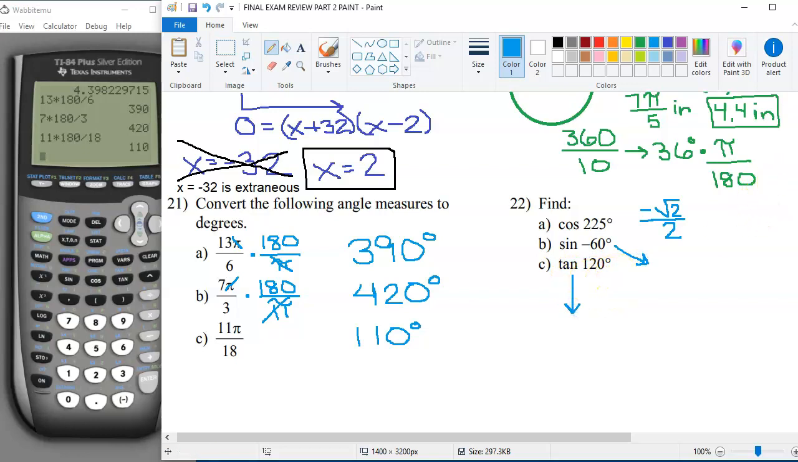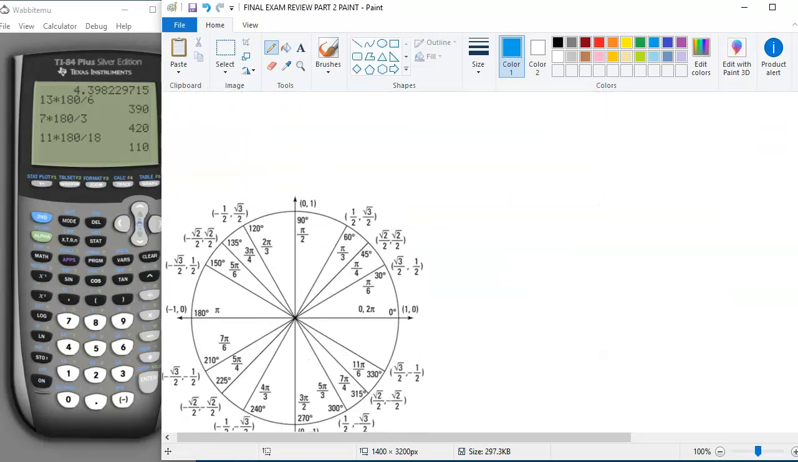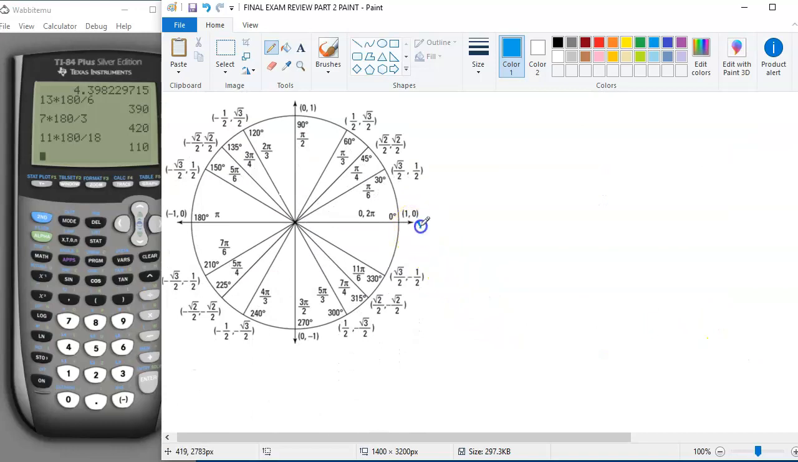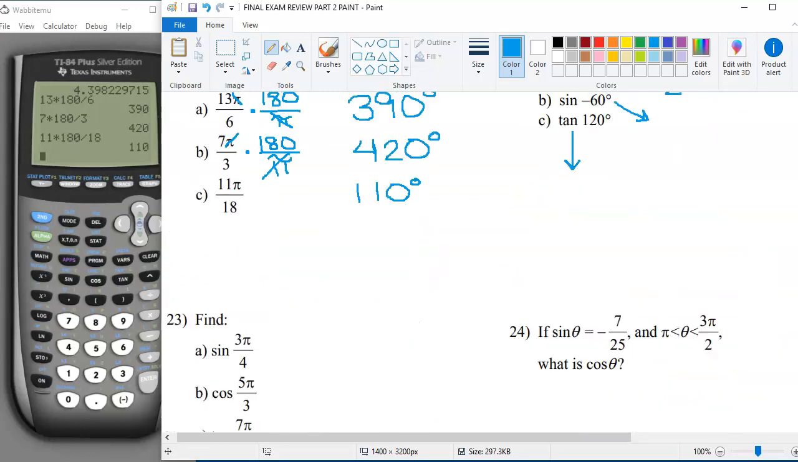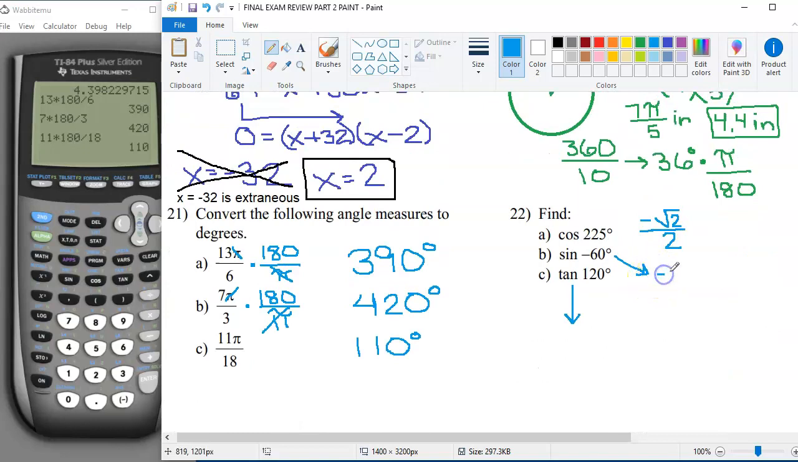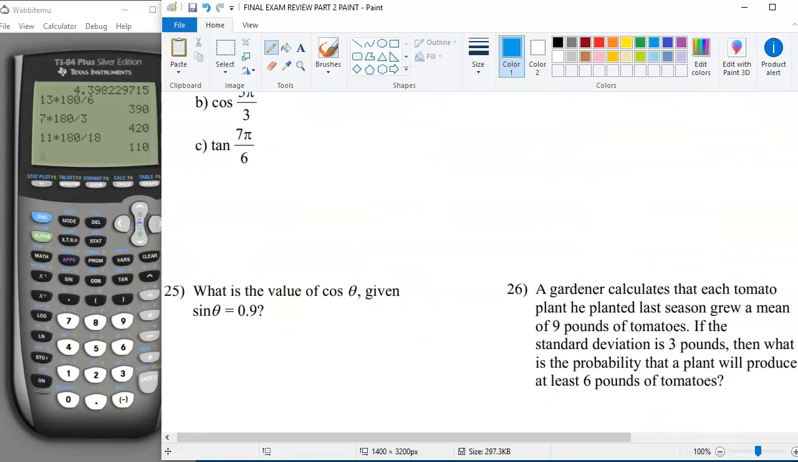Get it done. Negative 60, sine of negative 60. So now we're going to work backwards 60 degrees. And then sine is going to be the second number in the ordered pair. So negative radical 3 over 2. All right, last but not least, tangent of 120.